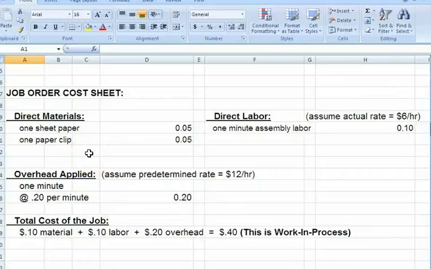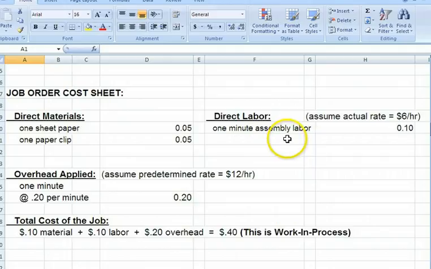So far, because it doesn't have any of its paint yet, it does have a piece of paper. Let's assume that costs a nickel. It does have its paper clip. Let's assume it costs a nickel. But it doesn't have its paint yet. So to date, it has 10 cents invested as far as materials are concerned.